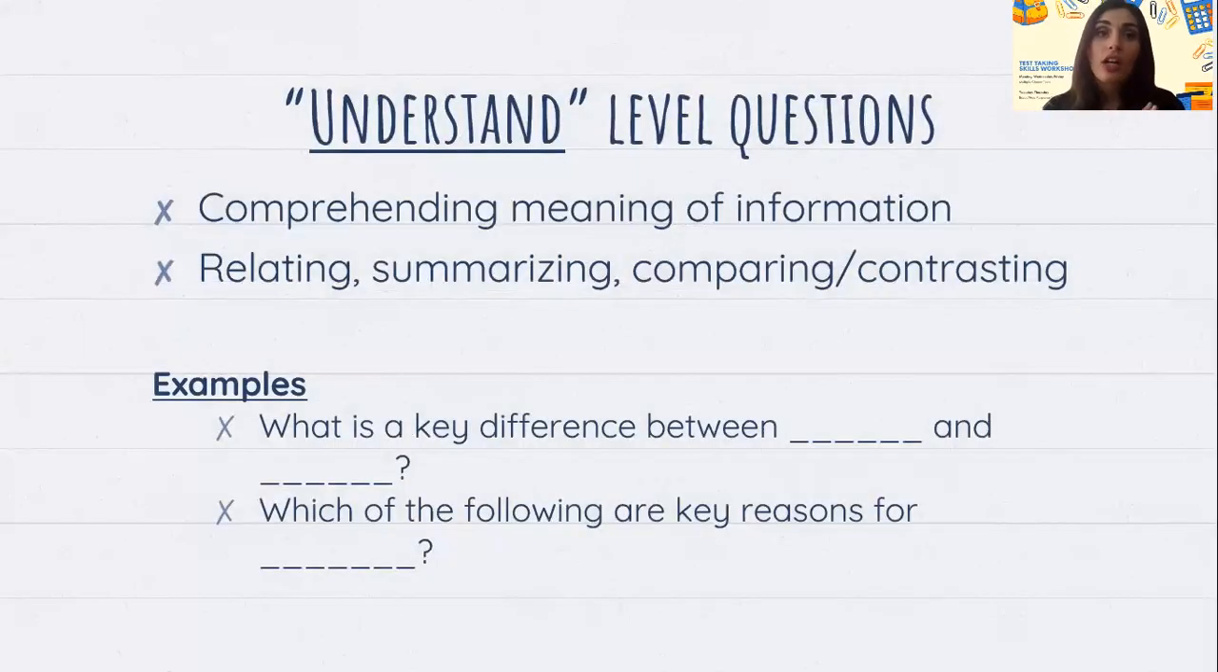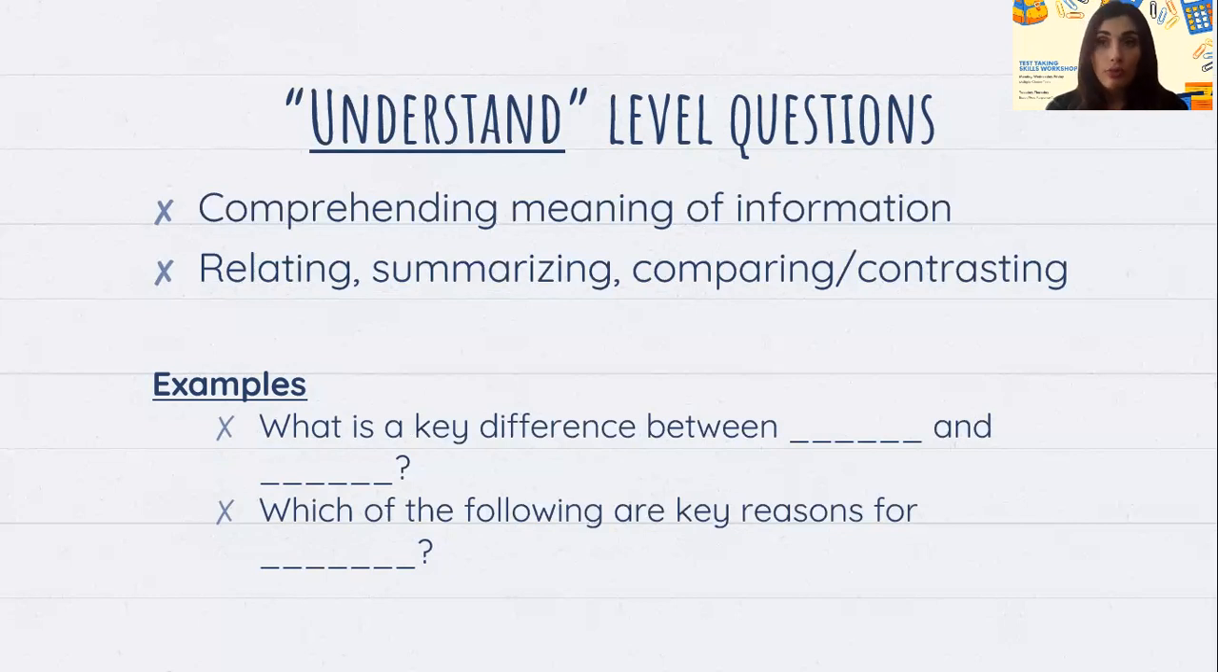All right, so let's talk about level 2, which are the understand level questions. And understanding is really all about comprehending the meaning of certain information. So you may be asked to relate something to something else, be able to summarize, say, a book that you read, to be able to compare and contrast two different key terms or vocabulary words.